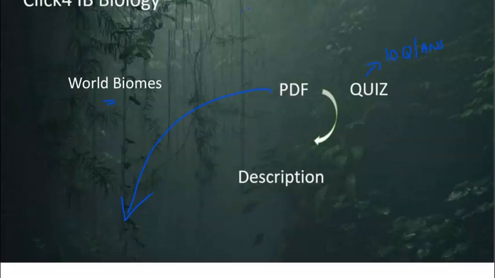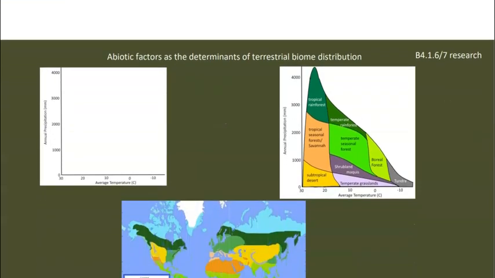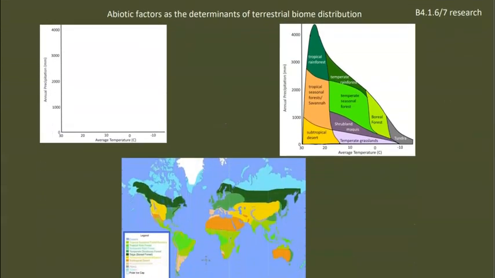World biomes. A biome could be described as a major world vegetation zone, and their distribution is determined primarily by a number of abiotic factors. In this case, we're going to initially take a look at average global temperatures and annual precipitation.